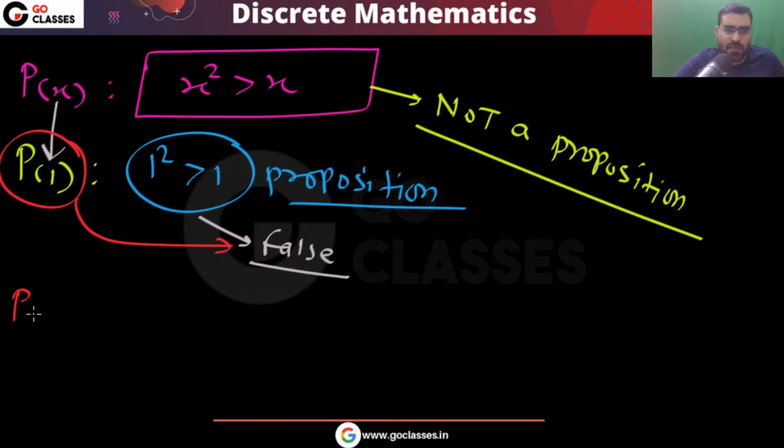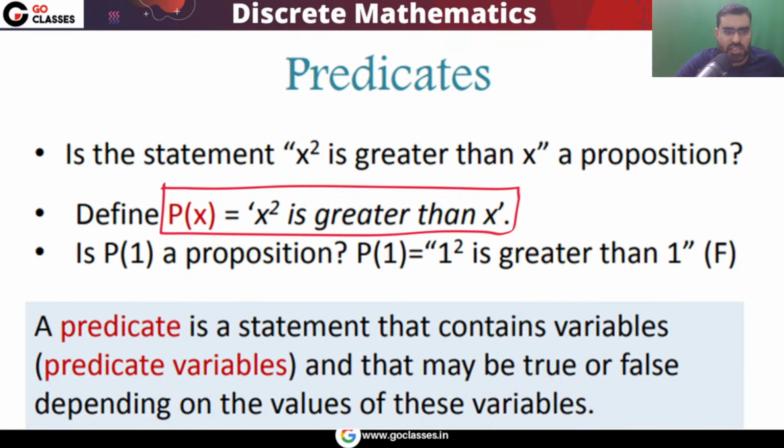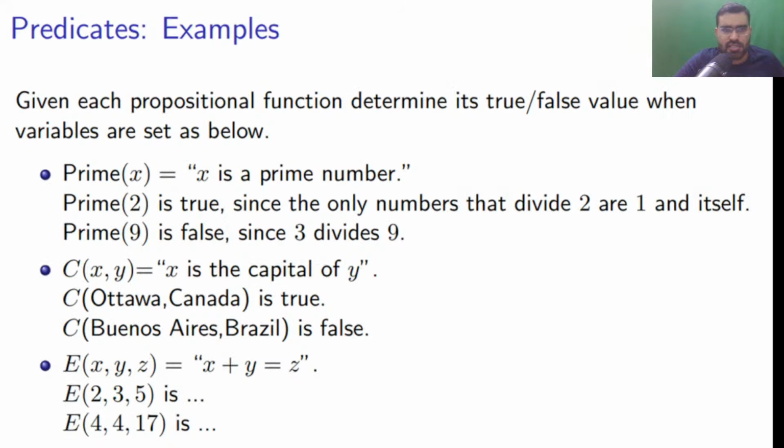Similarly, if I replace this x with 3, it will become 3 square greater than 3. Again this is a proposition, and this is true. So I can say that P(3) is true. Very simple. This is the concept of predicate. So what is a predicate? A predicate is a statement or sentence that contains variables such that if you replace every variable by a specific value from their domain, then it will become true or false.